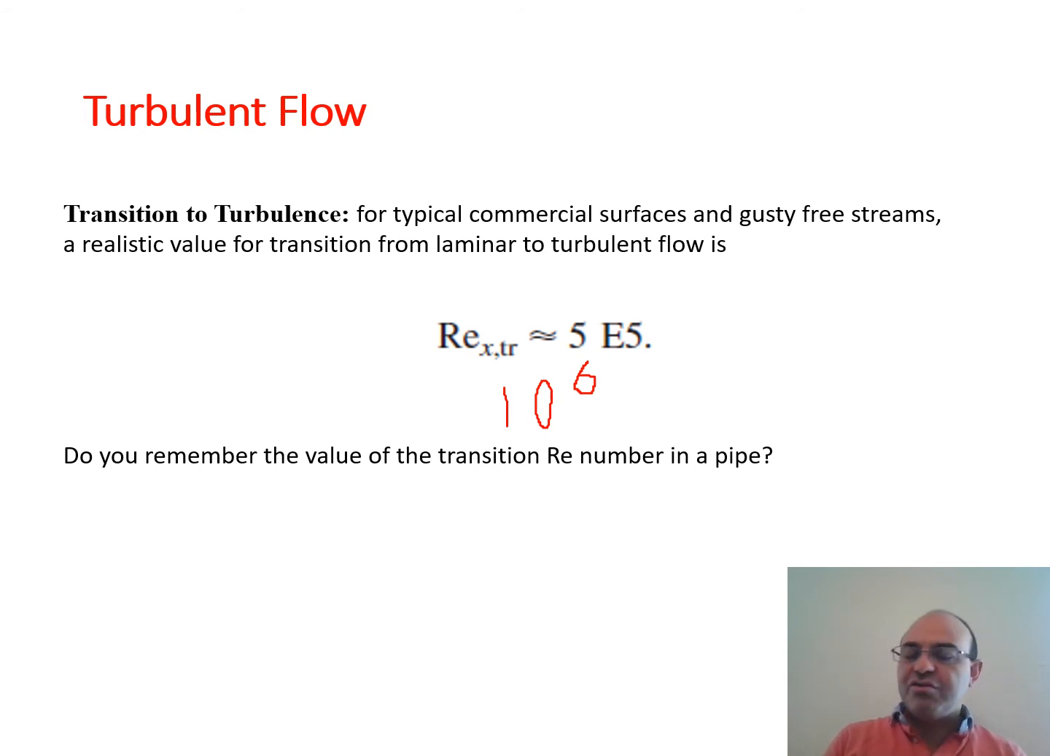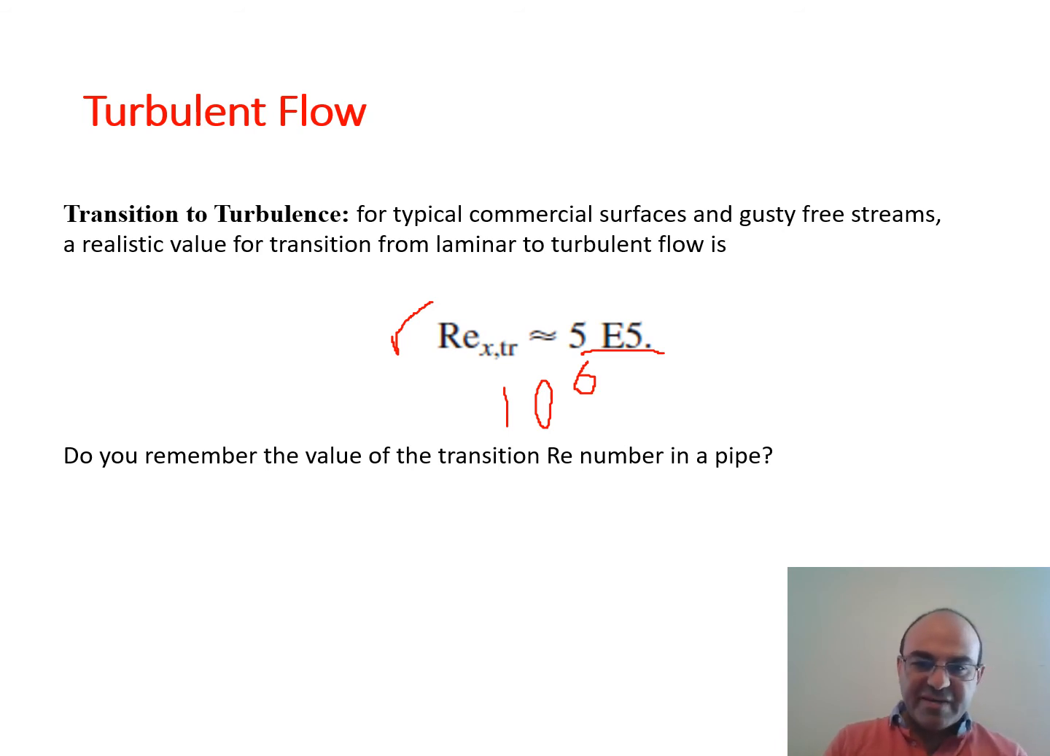So usually different books and different sources take different numbers for the border between laminar and turbulent. Here the book states that if we take the Rx transition as 5 times 10 to the 5, then that's the transition between laminar and turbulent. That's good for typical commercial surfaces and for gusty-free streams. This is a realistic value for transition from laminar to turbulent.